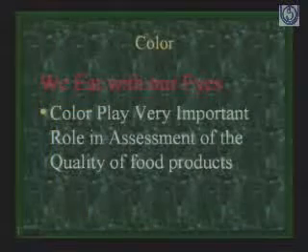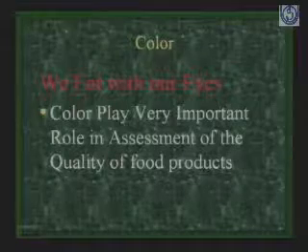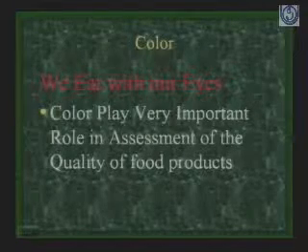What we eat, until unless it attracts our eyes, we are not going to eat it or buy it. So color is a very important parameter. Color plays a very important role in the assessment of the quality of food products. Like tomato ketchup, if it is red, then it's okay. If it is brownish, then something is wrong. So while seeing the color of the product, the consumer perceives the quality of the product.